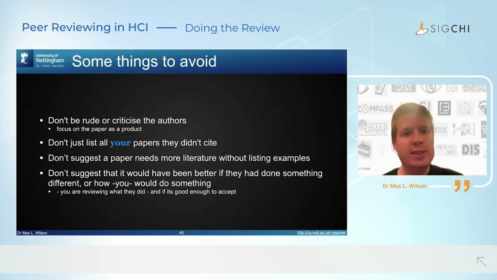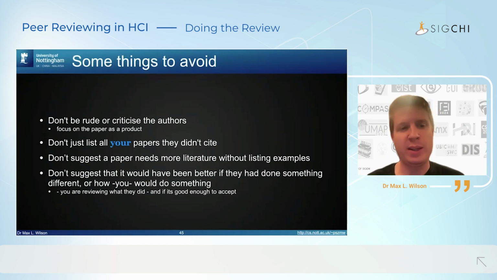Some things to remember to avoid. Don't be rude or criticize the authors directly. Remember, we're focusing on the paper. Is this paper ready? Does this paper have the right detail? Try not to just list all of your papers that they didn't cite, because I'm sure they didn't cite all of your papers. No one ever cites all of my papers. But you want to recommend papers they've missed that are relevant to what they're doing rather than ones they could have cited, because some of them are relevant, if that makes sense.